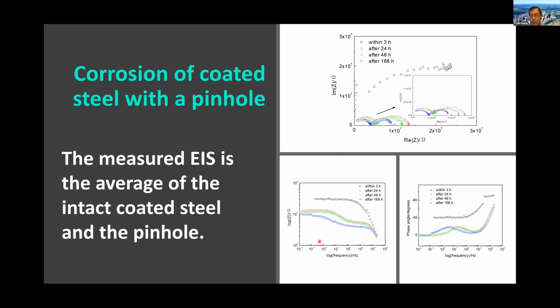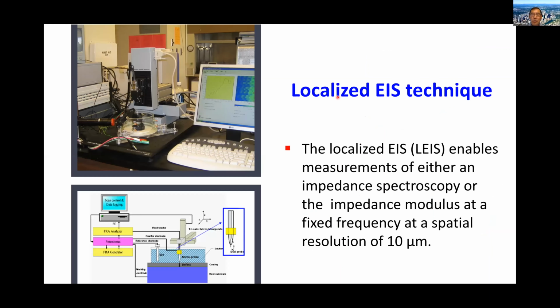If you research the literature, I believe you usually can find that if the coating has a pinhole and you use a conventional impedance technique, you can measure this kind of signal. You cannot get any micron scaled information. But if I introduce the localized impedance technique, I can measure micron scaled impedance information. The probe can get information from an area as small as 10 microns. That's a small pinhole area.